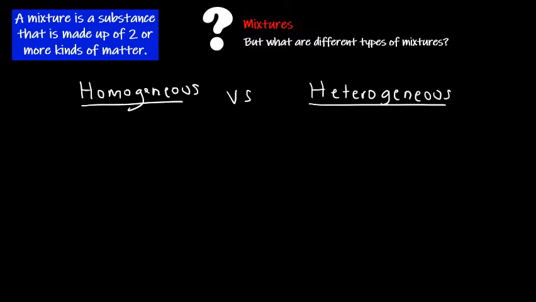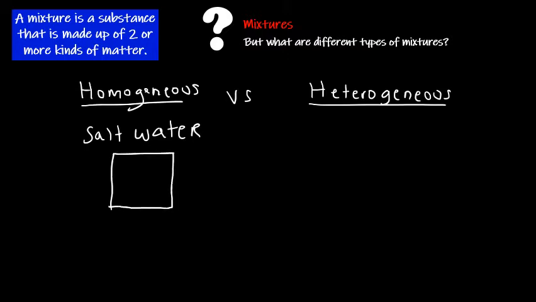A homogeneous mixture has uniform composition. The composition is the same everywhere in the mixture. And a heterogeneous mixture is not the same. The composition can vary by position. So let me give you an example. Salt water is a homogeneous mixture. When you look at salt water, all you could see is one clear solution. You don't see two distinguishable parts. You can only see one visible part.